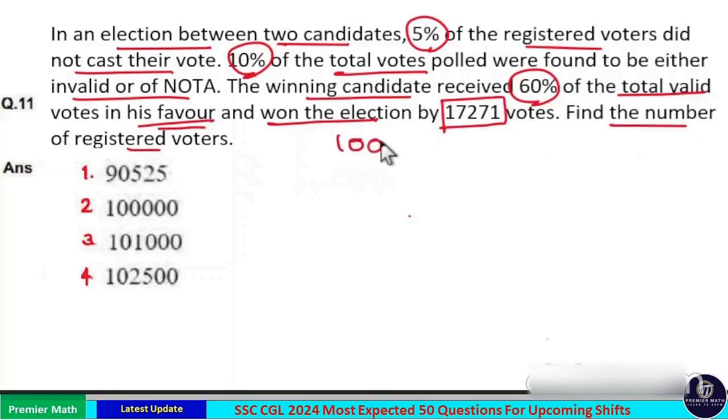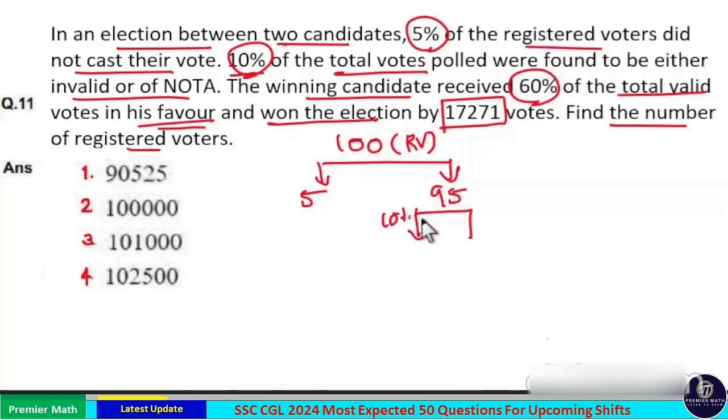Consider registered voters as 100. Then out of this 100, 5% did not cast their vote, means 5 people didn't cast. Now the remaining 95 cast their vote. Out of this 95, 10% of the total votes were invalid. So 10% of 95 is equal to 9.5. The remaining is 90%, which is 95 minus 9.5, that is 85.5. So 85.5 votes were valid votes.